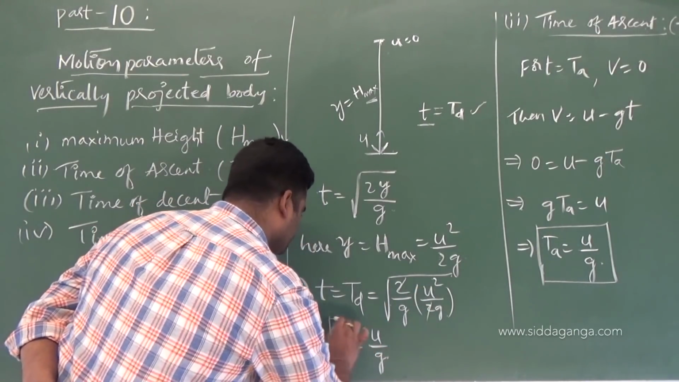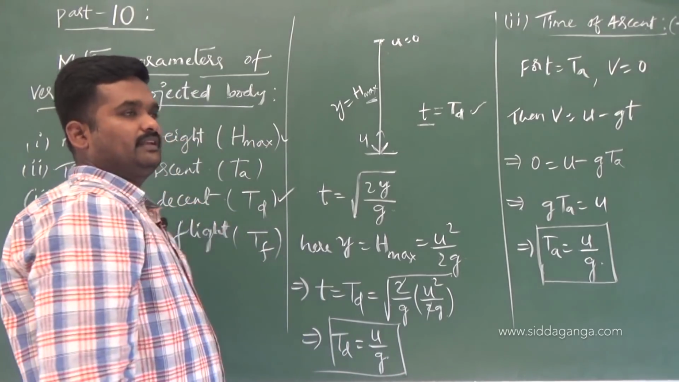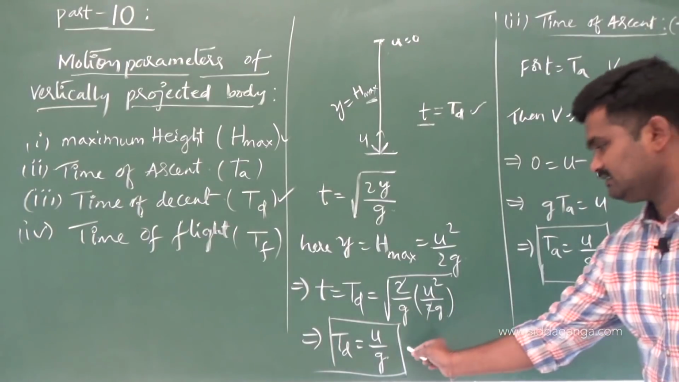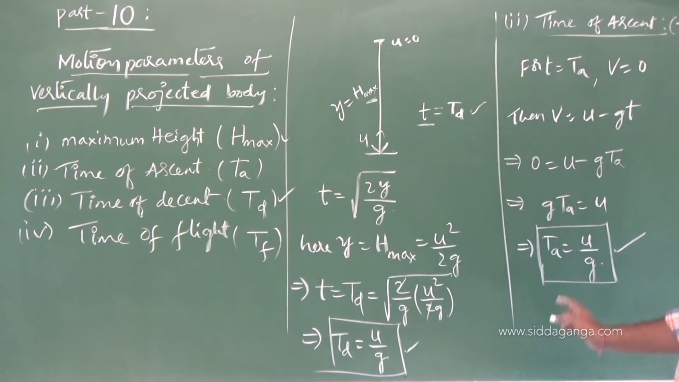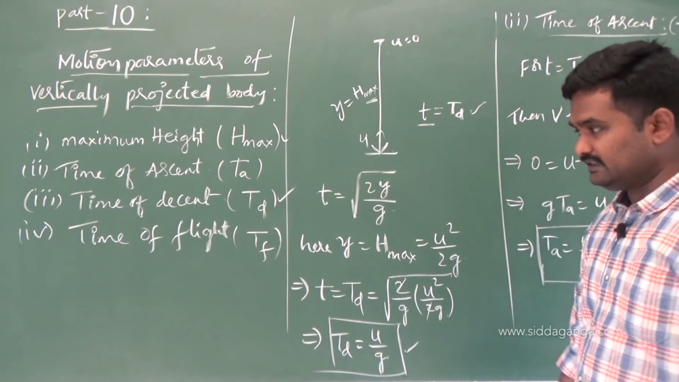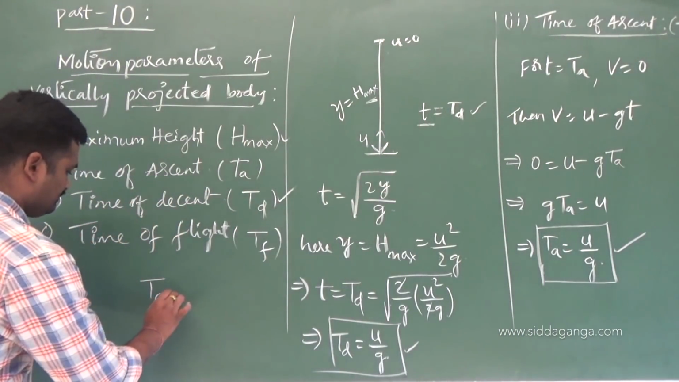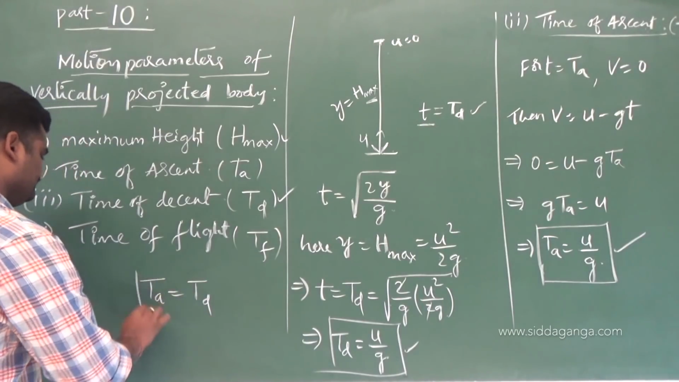This is the formula to write down for time of descent. Just observe these two relations, time of descent and time of ascent, and how they are related. From these two equations you can say that time of ascent is always equal to time of descent.